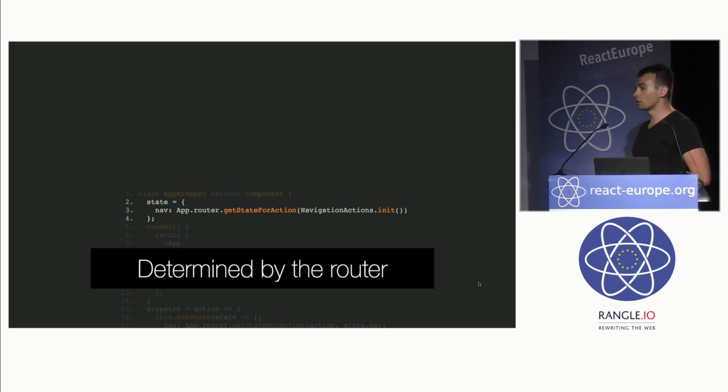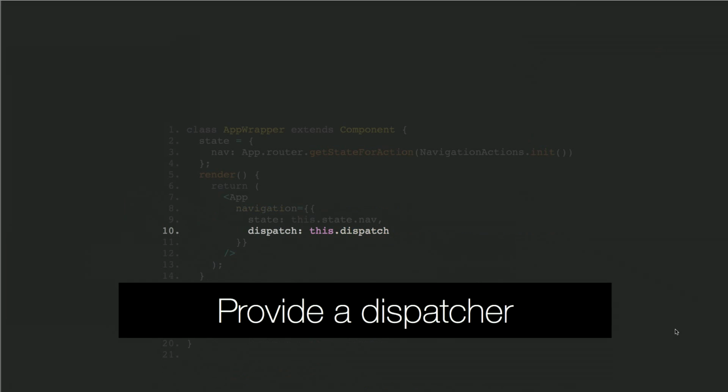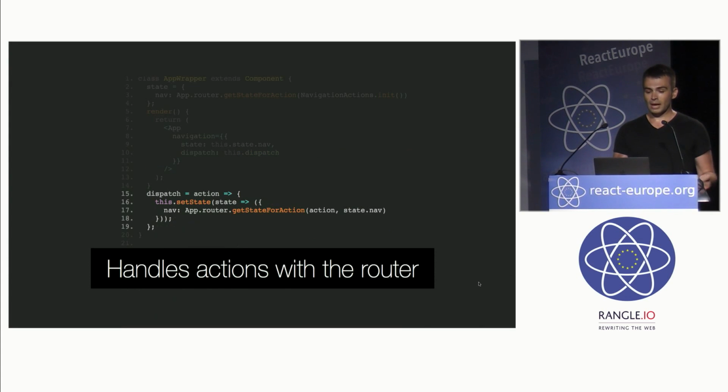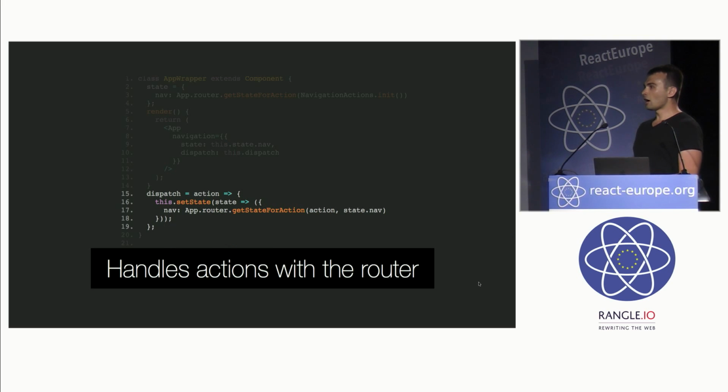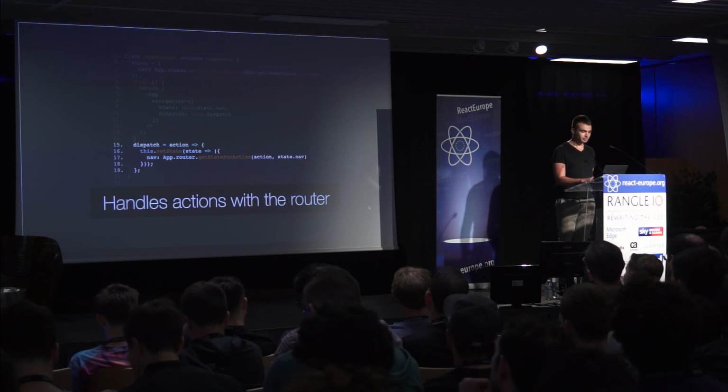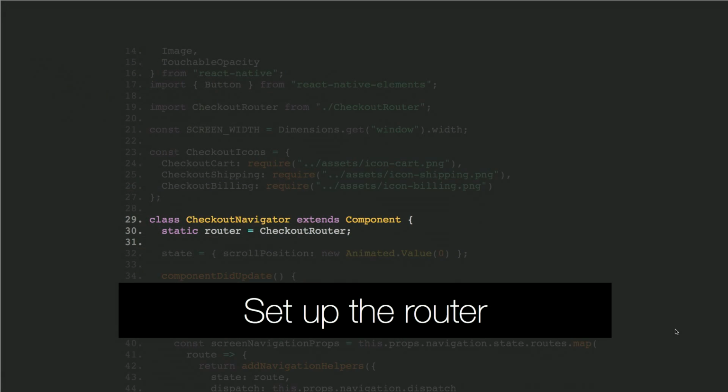And it's kind of like a reducer because it takes in an action and a previous state to output the new state. All right, and then we also provide a dispatcher to our app so that it can request changes to the navigation state. So the way we handle an action that gets dispatched is by running it through our getStateForAction function and then setting that new state. All right, so now hopefully you have a rough understanding of what it's like to use a navigator. Now let's go and implement our new navigator.